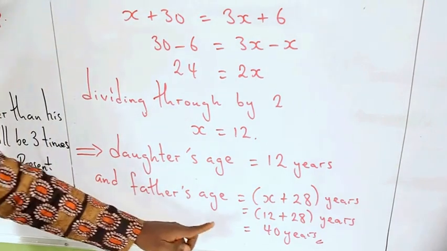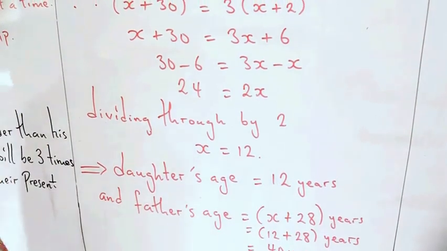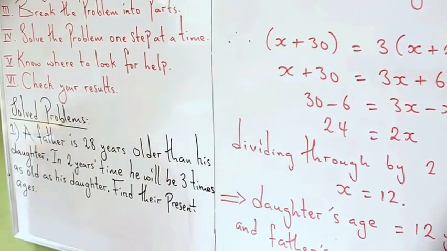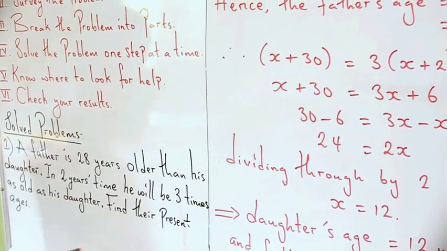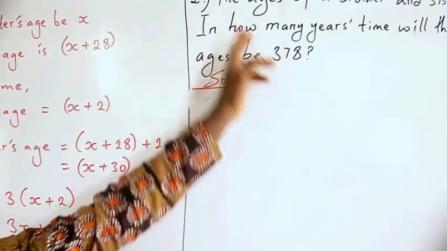So the father's present age is 40 years and the daughter's present age is 12 years. And that brings us to the end of our first problem, which says find their present ages. And we have just gotten that. We can now proceed to the second question.